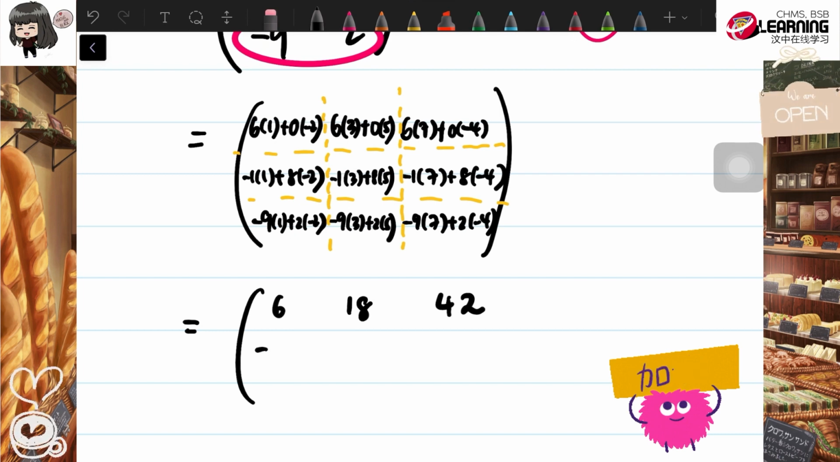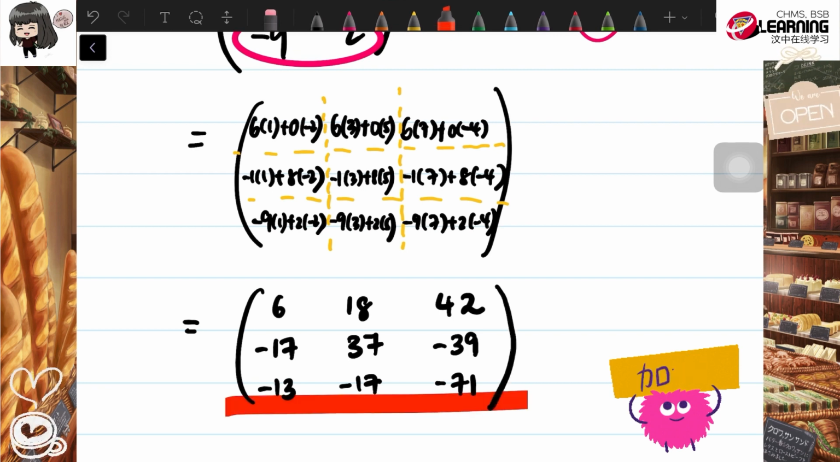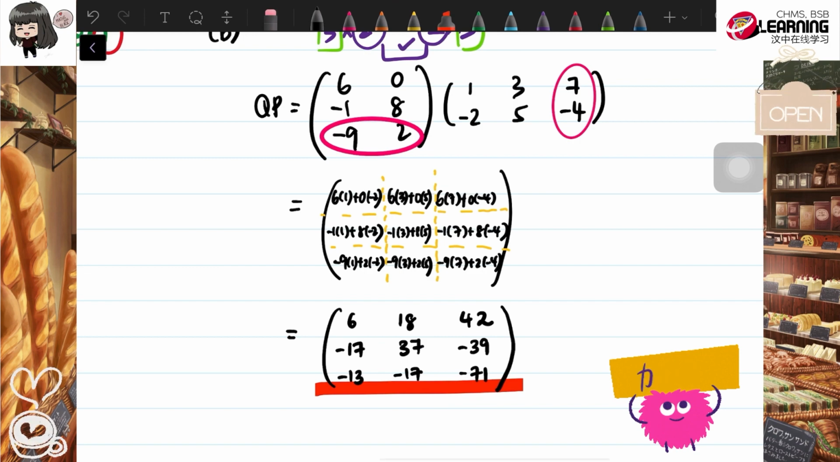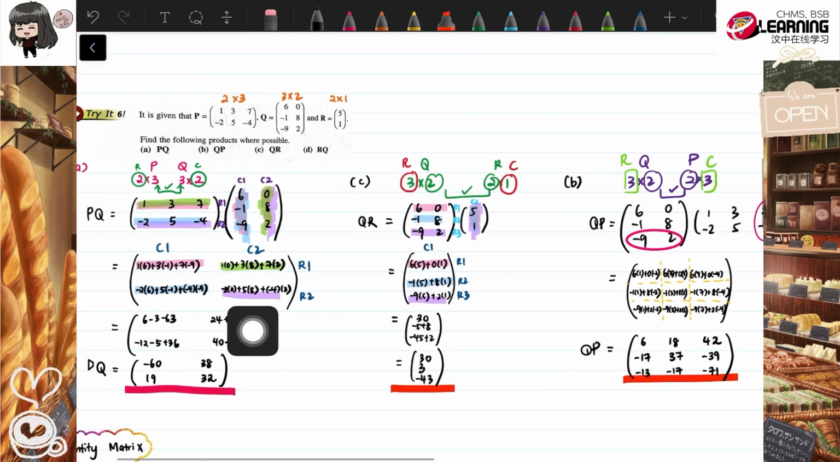I counted and got a careless mistake. It's negative 17, 37. This is negative 39. Then negative 13. This is negative 17. And this is negative 71. Okay, that's the final answer. 3 by 3. So this is QP. Okay, so we have done A, B, and C.